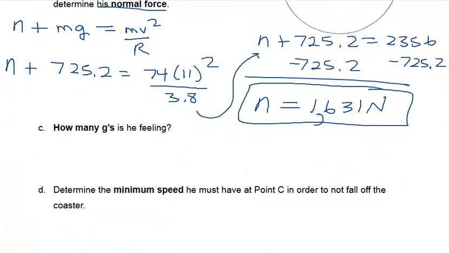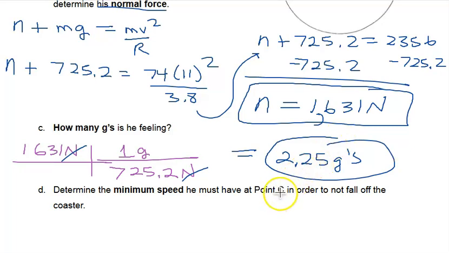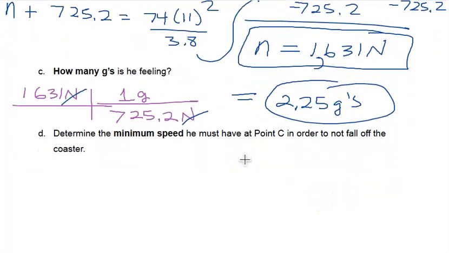Again, just more practice with how many Gs, because it's maybe a little bit counterintuitive. So he feels 1631 newtons, and 1 G is equal to his regular weight. So the newtons cancel, and you get 2.25 Gs. So he feels like 2 1/4 times his regular weight. So he's feeling heavier at that point.